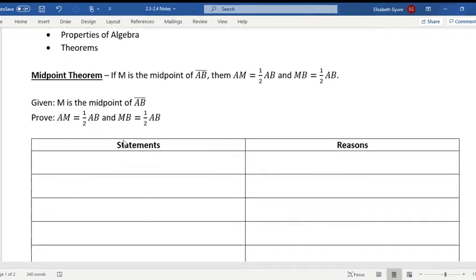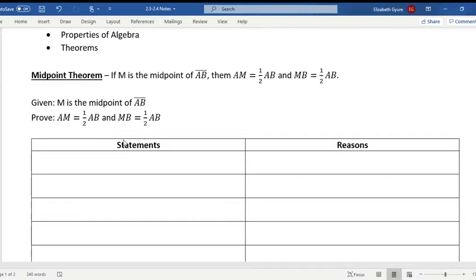So the first theorem we're going to talk about for today is called the midpoint theorem. We talked about midpoints last chapter. Remember, a point takes a segment and splits it into two congruent segments, right? If a point is a midpoint, then it divides a segment into two congruent segments.